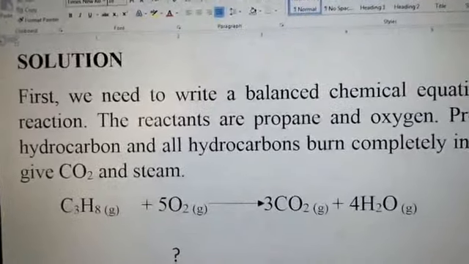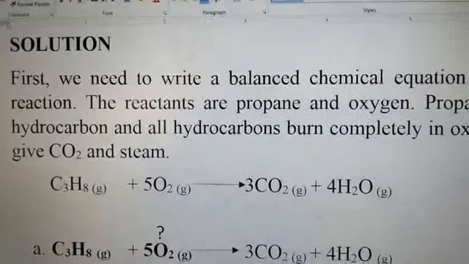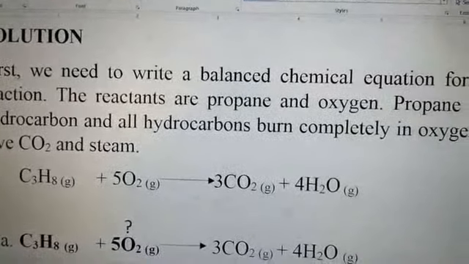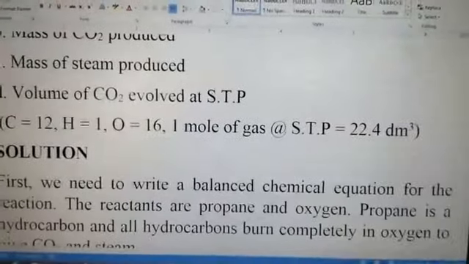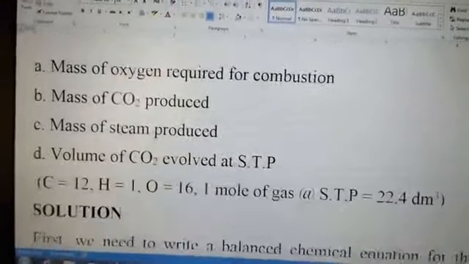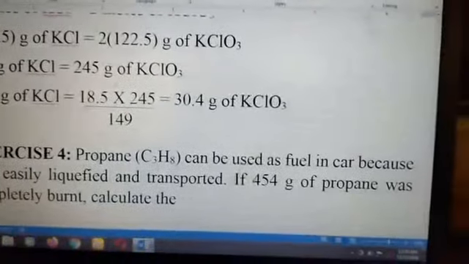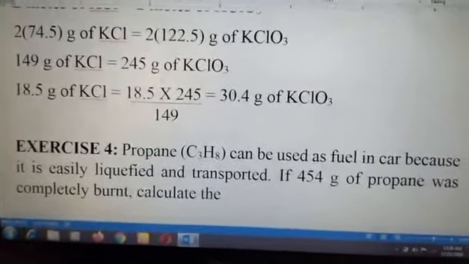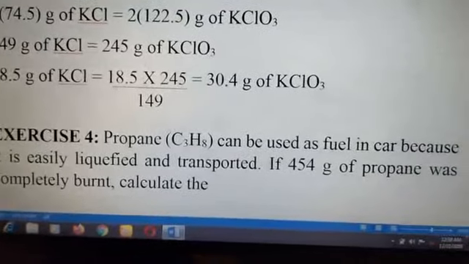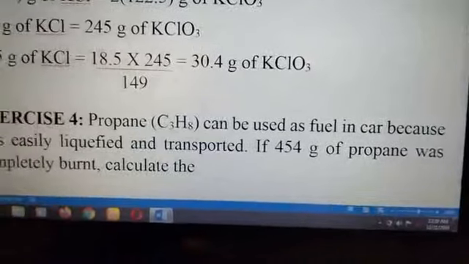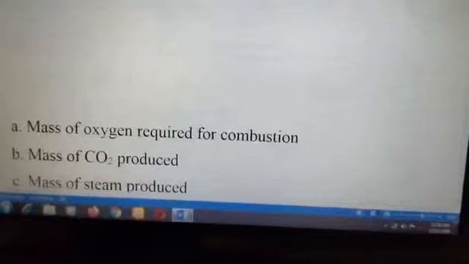In the solution, first, we need to write a balanced chemical equation for the reaction. The reactants are propane and oxygen because we are told that propane was burnt. So that's the combustion reaction. If propane was burnt, it means that propane combined with oxygen. If 454 grams of propane was completely burnt, that means the reaction is combustion, propane combined with oxygen.